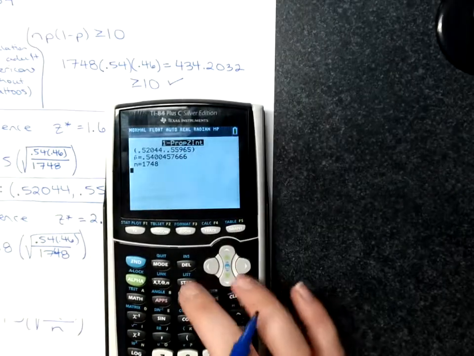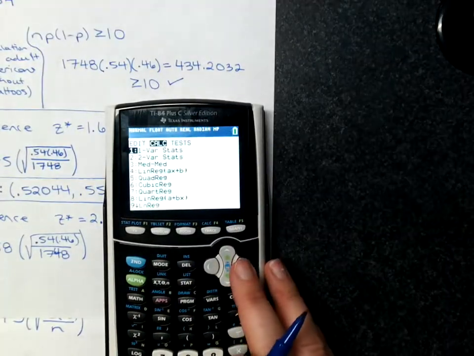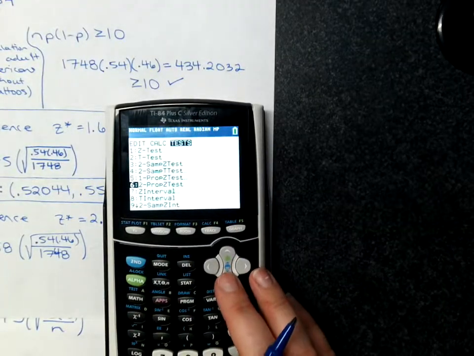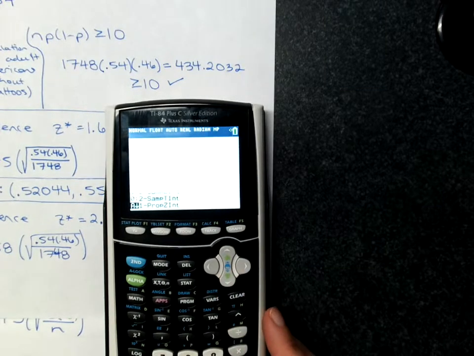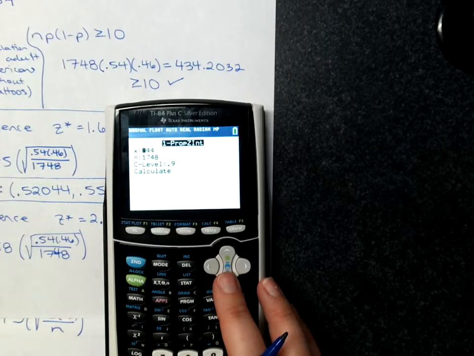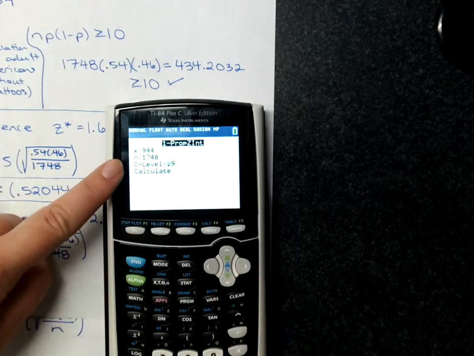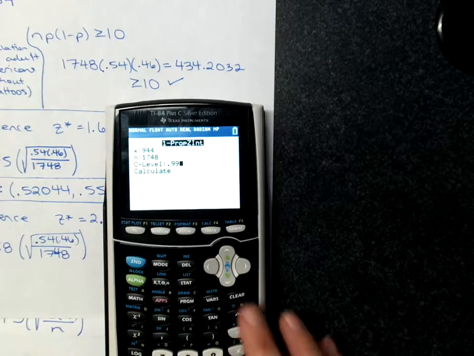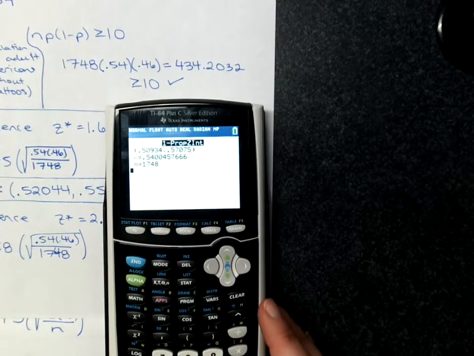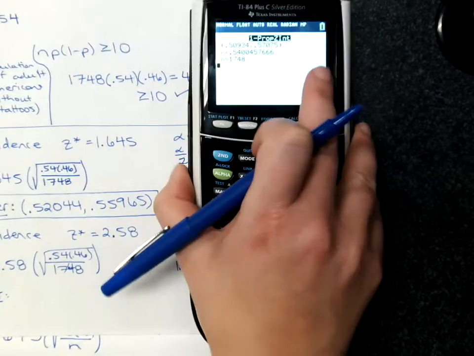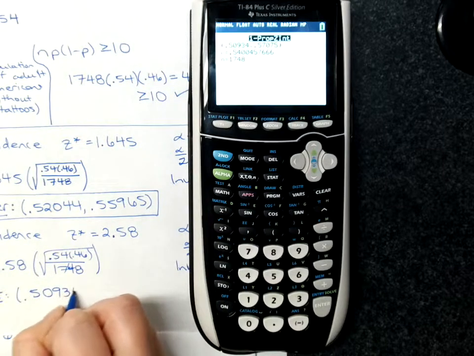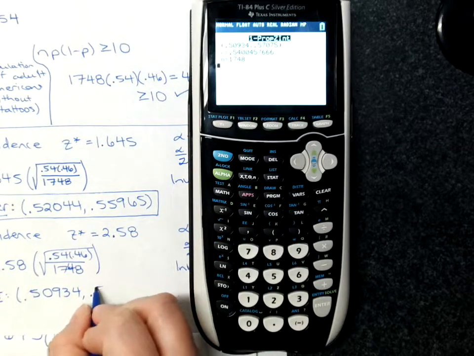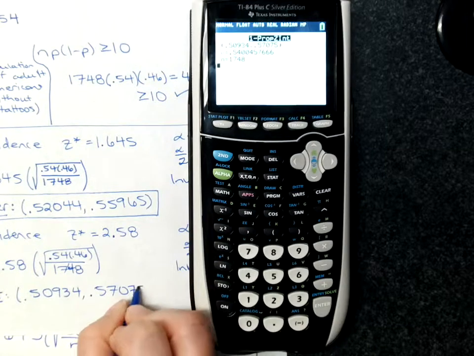So again, stat over to test, down, down, down to 1 proportion z interval. X is the same, N is the same. The only thing that changes is we want 99% confidence. And there's our interval, 0.50934 to 0.57075.